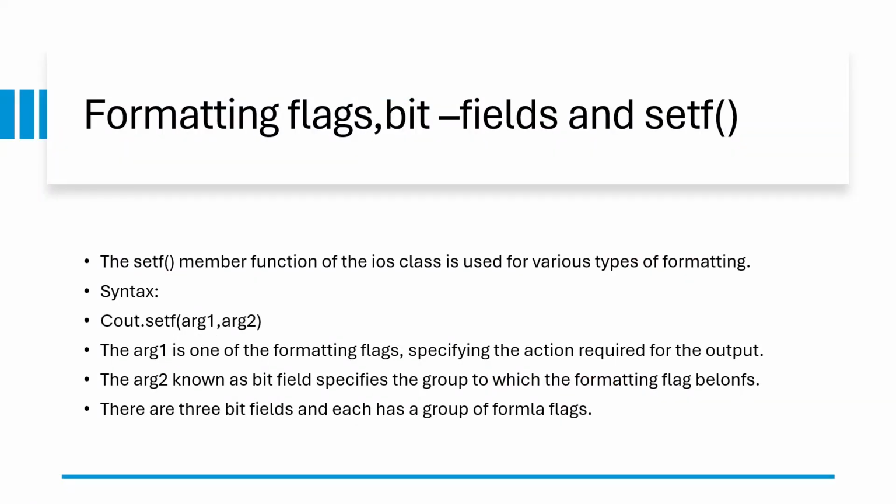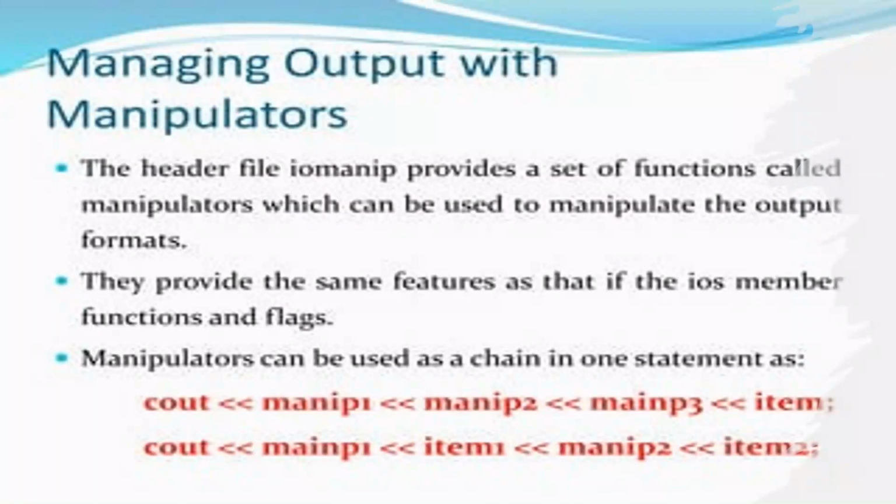Next, formatting flags, bit fields and setf. The setf member function of the ios class is used for various types of formatting. One syntax is setf(arg1, arg2). This is the syntax for this member function. Argument 1 is one of the formatting flags that specifies the output format, and the other, argument 2, is the bit field that specifies the group to which the formatting flag belongs. There are 3 bit fields, one for each group of format flags.